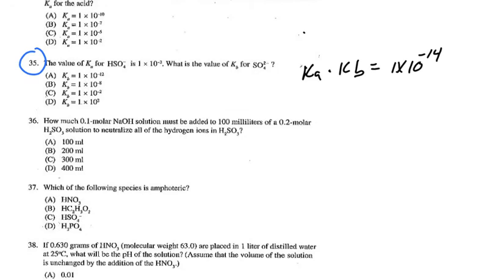Number 35, they tell us the value of Ka for this compound, and they want to know what the value of Kb is for its conjugate base. Well, you remember, you can relate the Ka to the Kb by doing Ka times Kb equals 1 times 10 to the minus 14th. So let's plug in the values and do some math.